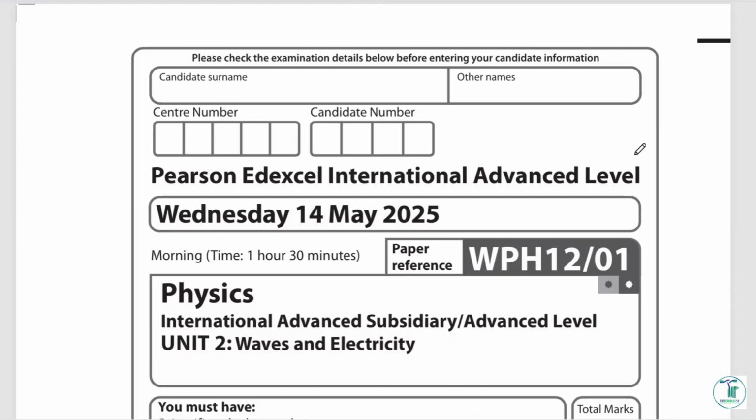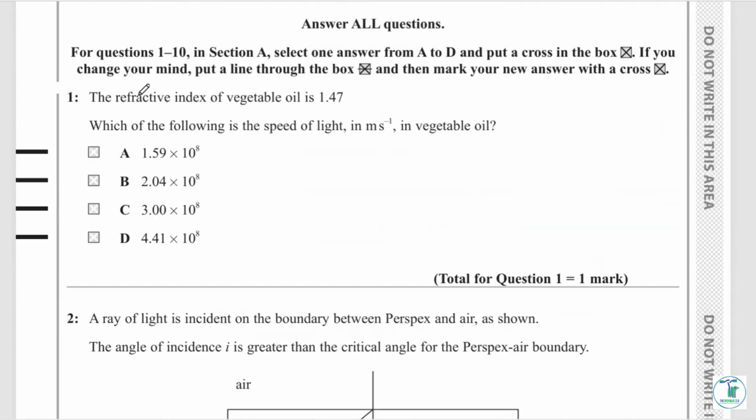Unit 2 from Edexcel International WPH12. The specifications of this paper include waves and electricity, so we'll be talking about all the multiple choices and the structural problems in this paper. So first of all, we've got question number 1.